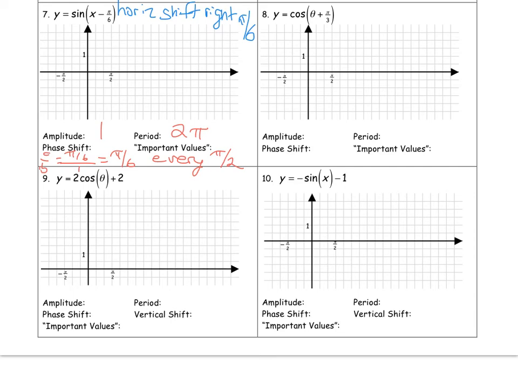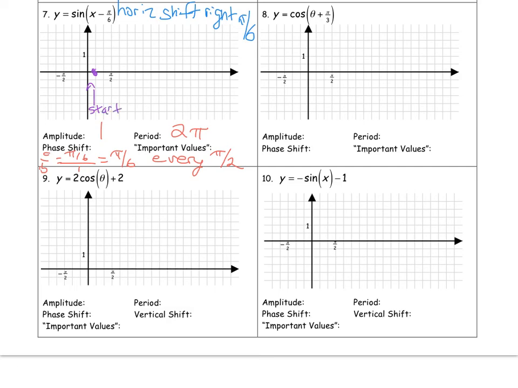Now, one thing to think about here, this is a little bit weird. We know that this time it has been shifted to the right pi over 6. So my very first point is not at 0, 0. My very first point is actually right there at pi over 6, comma, 0. So that is actually my starting place. Start.